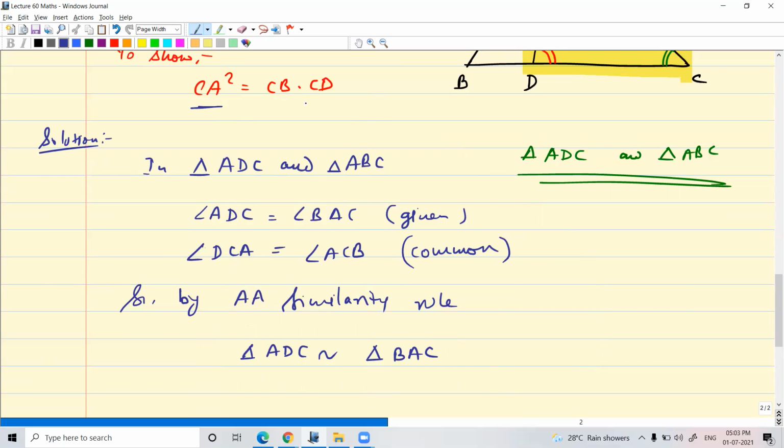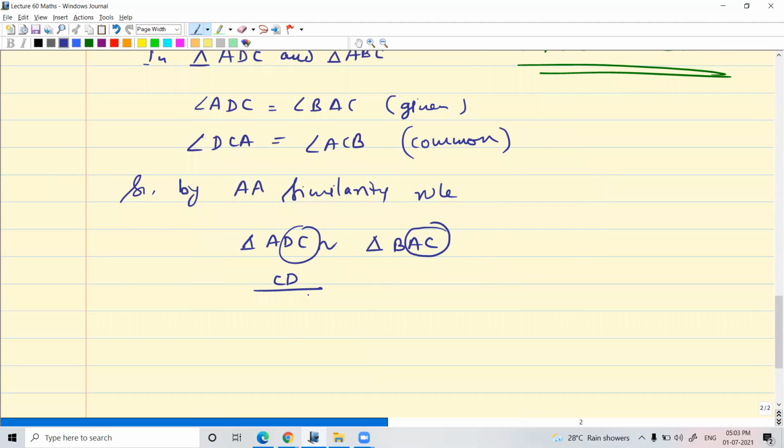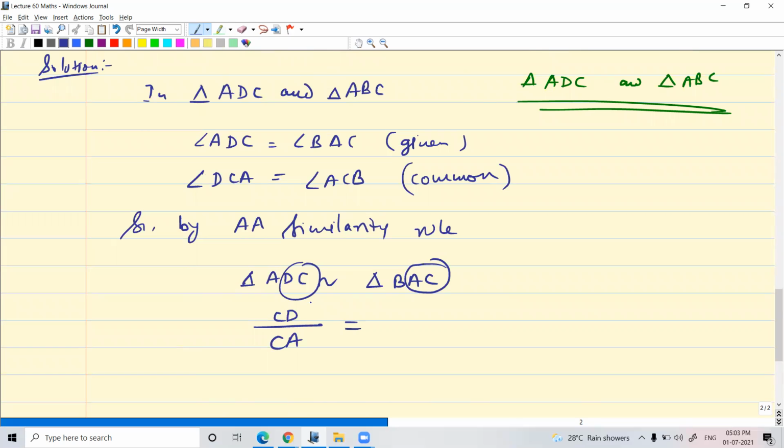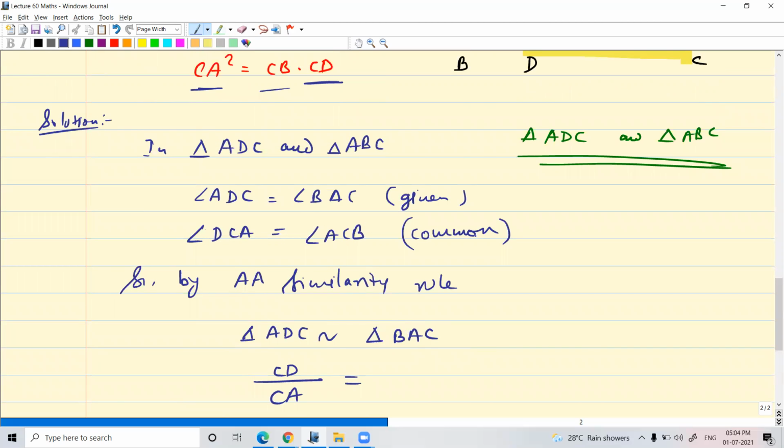Okay, you see, I need CA and I need CB and CD. Where would I get my CD? CD is of course over here, right? So let me write CD from this triangle. If I'm writing CD, what will be the other corresponding in the other one? It will be CA, right? So CD by CA is equal to, I need CB also. So CB from this, but this triangle has to be written in the denominator, right? So this CB will come in the denominator and that will correspond to CA in this triangle.